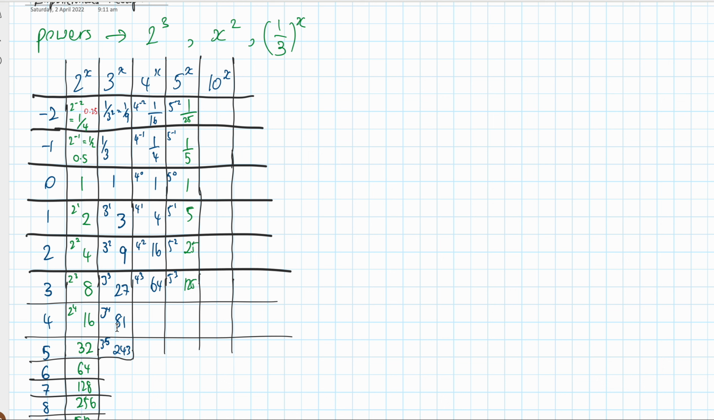And let's go to the 10s. So 10 to the -2, 10 to the -1, 10 to the 0, 10 to the 1, 10 to the 2, 10 to the 3, and we can keep going with this. We can see the pattern here. So this is going to be 1 on 100, 1 on 10, 1, 10, 100, and 1,000.